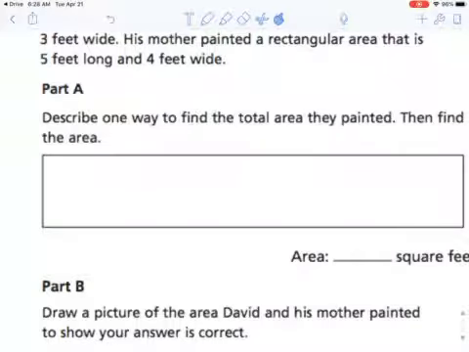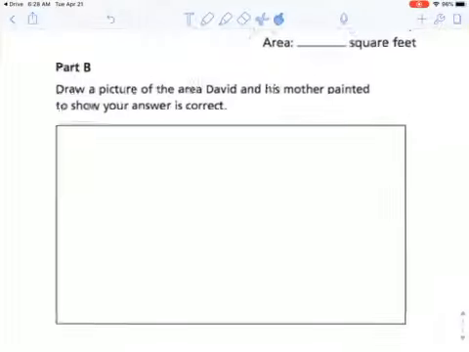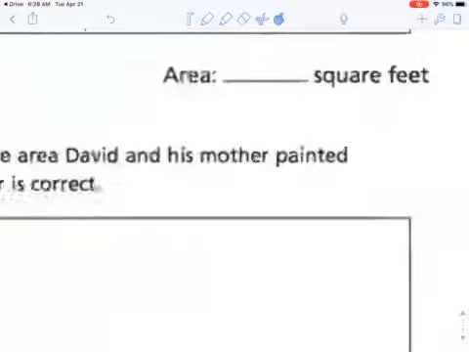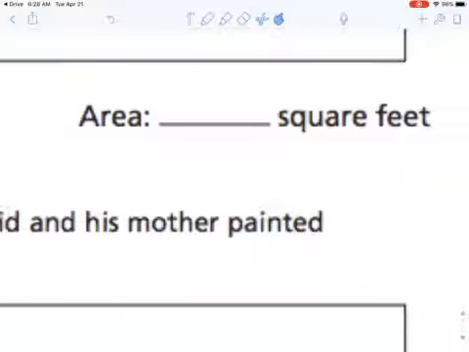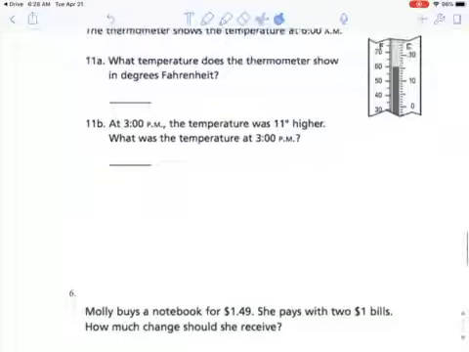It's just like this corn and squash problem. Then B, draw a picture of the area David painted and his mother painted to show your answer. So down here, you're going to draw the picture of what that's going to look like, and then solve it. Then write your final answer right there. Area equals blank square feet. So just show your work, draw your picture on that one.